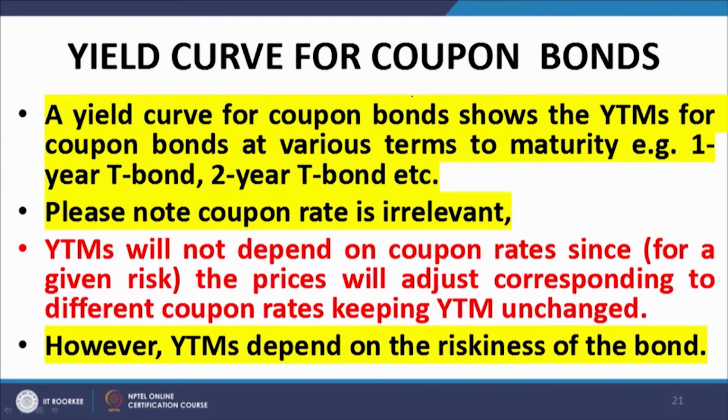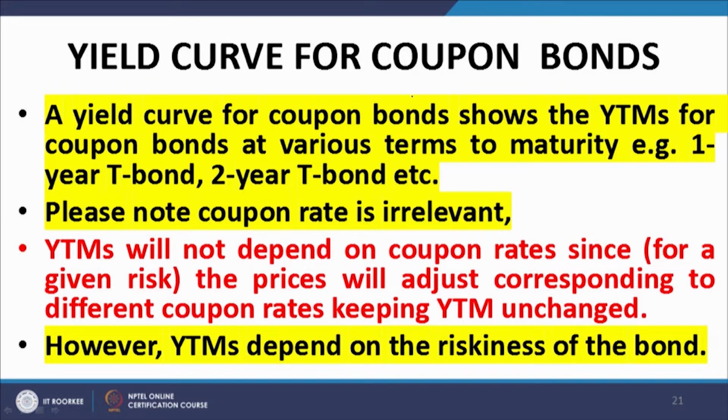Now, we talk about the yield curve for coupon bonds. A yield curve for coupon bonds shows the YTMs for coupon bonds at various terms to maturity, e.g. the 1 year T bond, the 2 year T bond and so on. Please note the coupon rate is irrelevant. I have been saying that again and again.